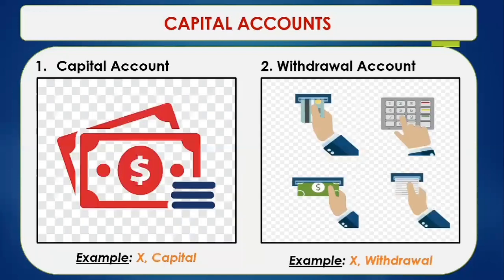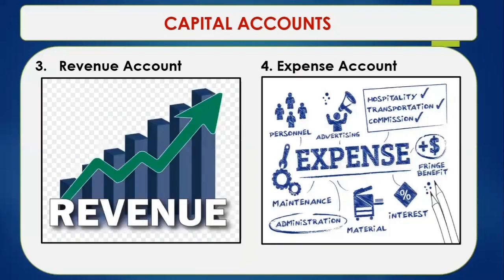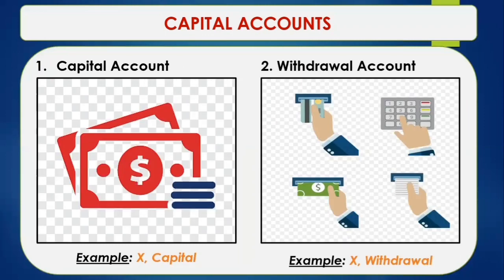And the last type of chart of account, we have capital accounts. And remember, this is divided into four components. We have capital, withdrawal, revenue, and expense. Now, if we say capital account, this refers to the investment of the owner. Example, X capital. This refers to the capital account of the owner, and the letter X represents the name of the owner.